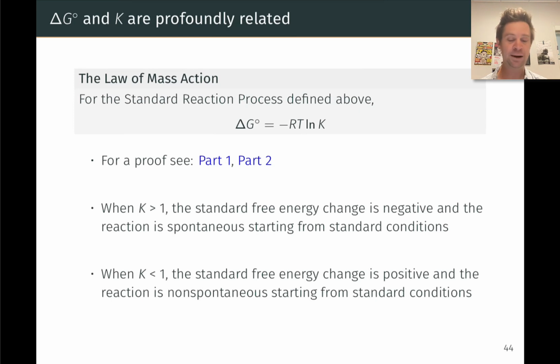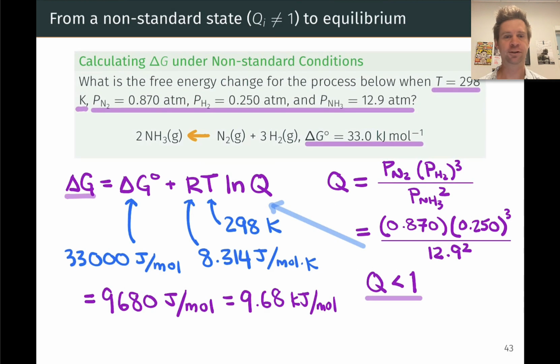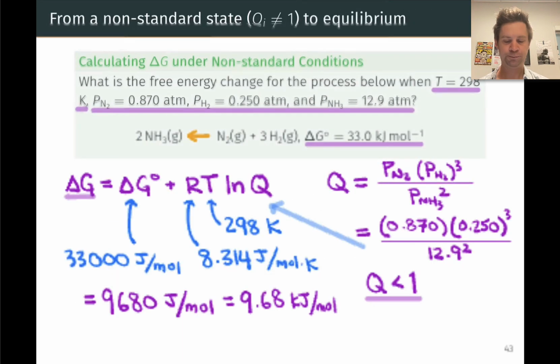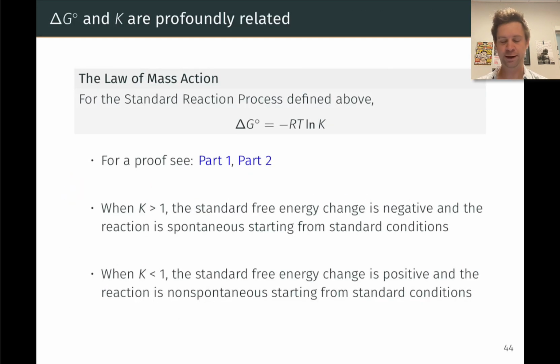For that standard reaction process that we defined in the previous video, which, if we just remind ourselves here, involved going from the standard initial state with Q equal to 1 to equilibrium, in which the concentrations of reactants and products have their equilibrium values, the standard free energy change of reaction ΔG0 is equal to -1 times the gas constant times the temperature in Kelvin times the natural log of K.